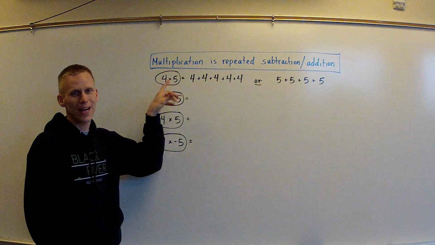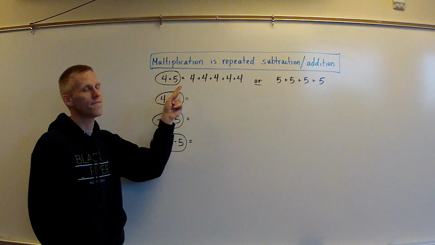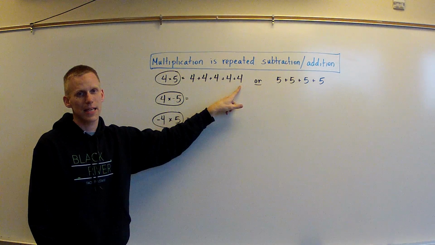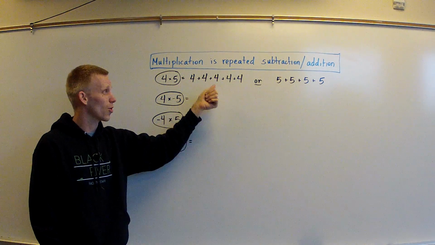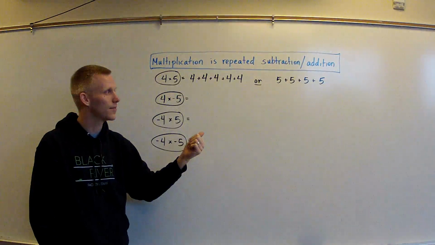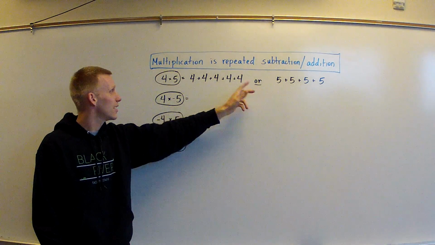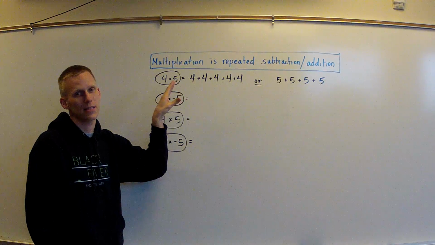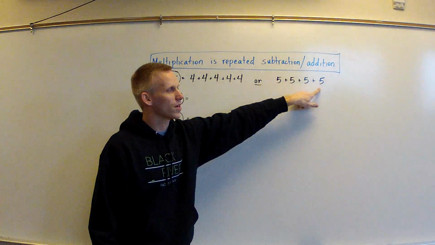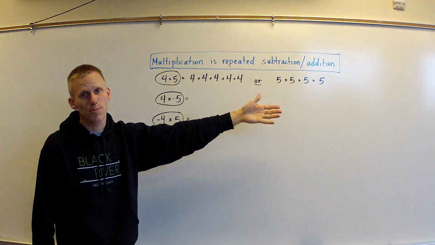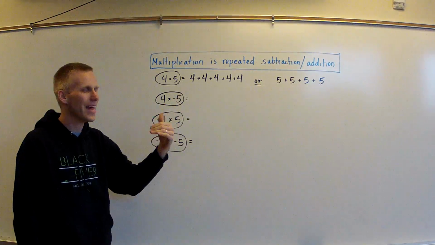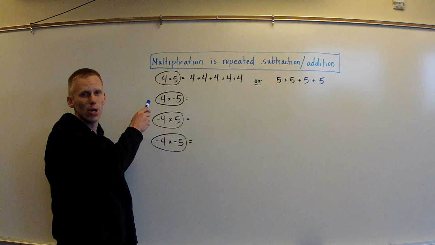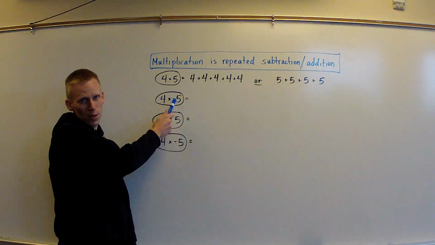So 4 times 5 literally means you have 5 4s, which you can see here being added together. And of course, 4 plus 4 plus 4 plus 4 plus 4 is 20. The other way you can think about 4 times 5 is that it is 4 5s being added together. So you can see we've got 4 different 5s, and of course that adds up to 20 as well. Well, that understanding of multiplication can help us figure out rules for multiplying by negative numbers.